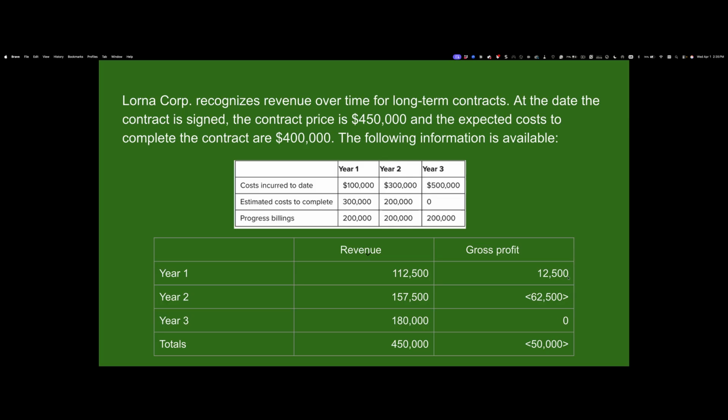We had shown $12,500 in year one. We booked a loss of $62,500, and our overall loss is $50,000. And that is how we would recognize revenue and gross profit over a long-term contract where cost overruns generate an expectation of an overall loss on the contract.